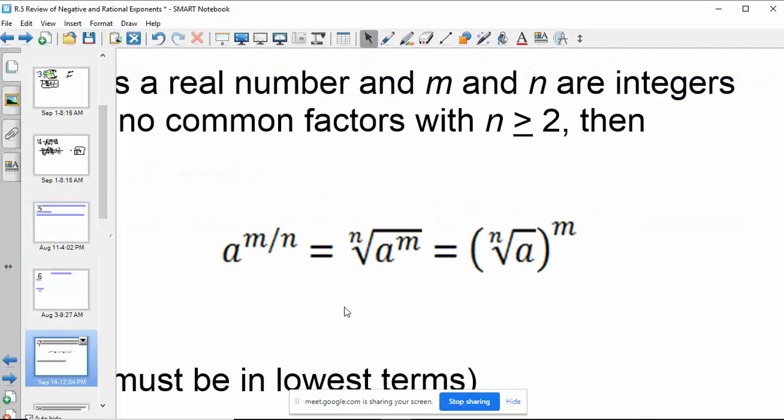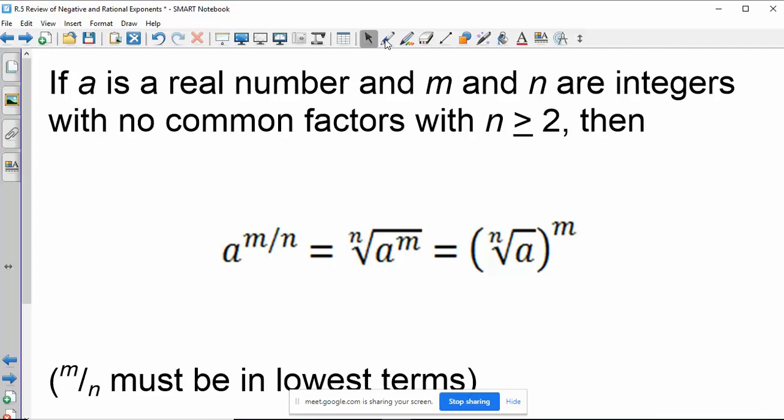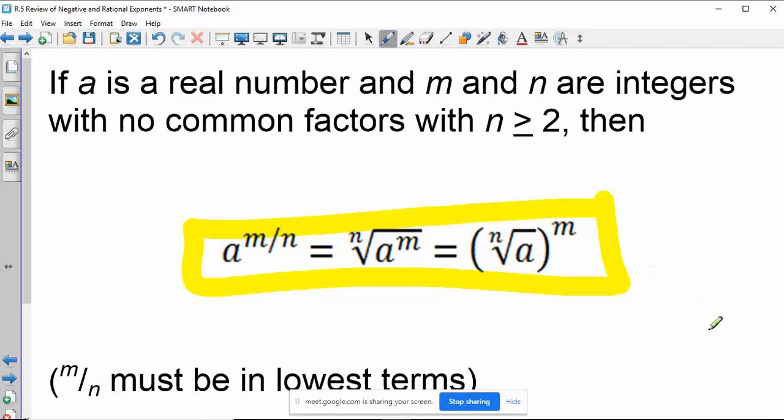Okay, the one piece that we didn't review earlier last week was when your exponent is a fraction, what that means. So you want to write down this little piece right here. If you have something to the m over n power, the denominator becomes your index on the radical, and the numerator is an exponent. It can either go inside or outside our radical. So you don't necessarily have to write down the whole board, really just the part in the box is what you need.